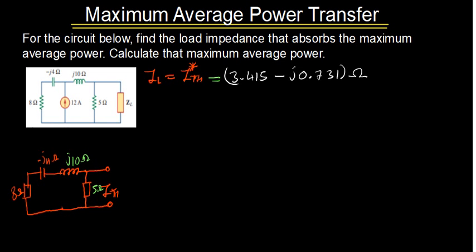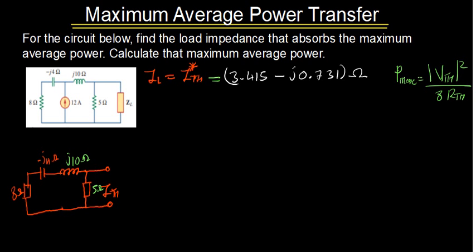So we have found the load impedance that absorbs the maximum average power transfer. Now the next thing we have to do is calculate that maximum average power transfer. To remind ourselves, Pmax is equal to the absolute value of V Thevenin squared, divided by 8 times the Thevenin resistance. For the Thevenin resistance, the value you use is the same 3.415.